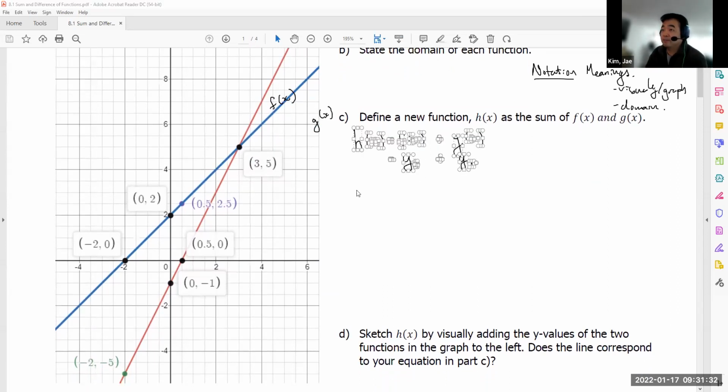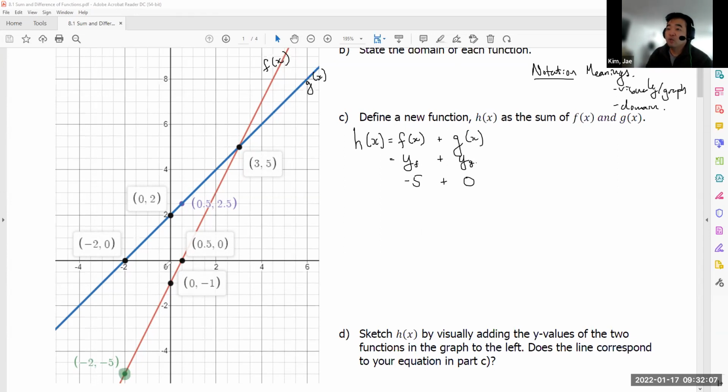On this graph, I have provided for you some key points that are going to be added together. So let's bring this back up. All right, let's do this. So when x equals -2, the y values are 0 and -5. If I were to add 0 plus -5, what is that going to equal? -5. So using a different color, let's use green, okay? That is going to be my h of x.